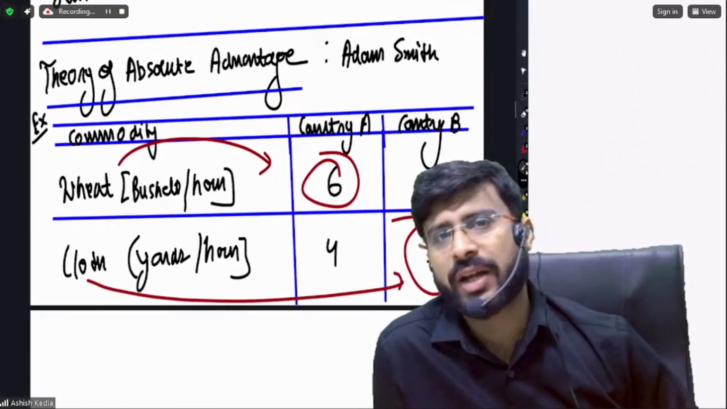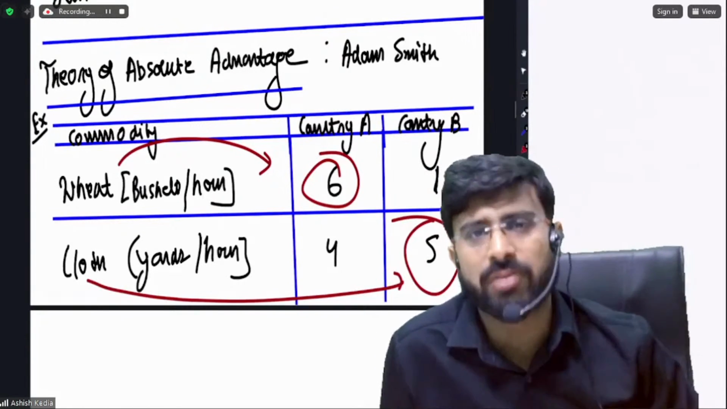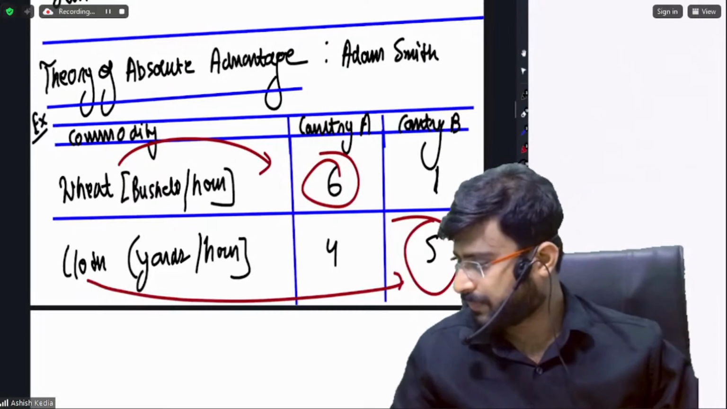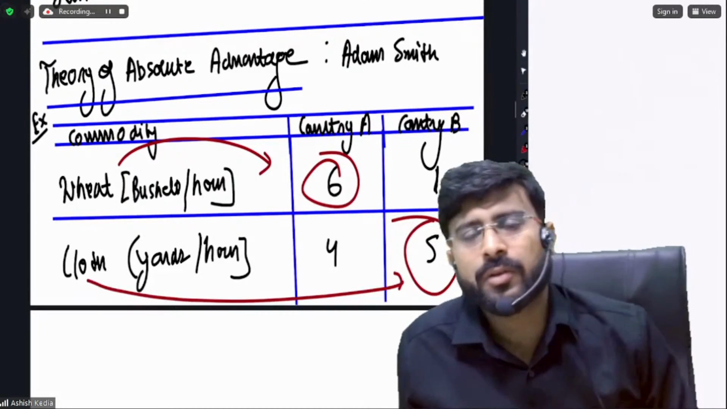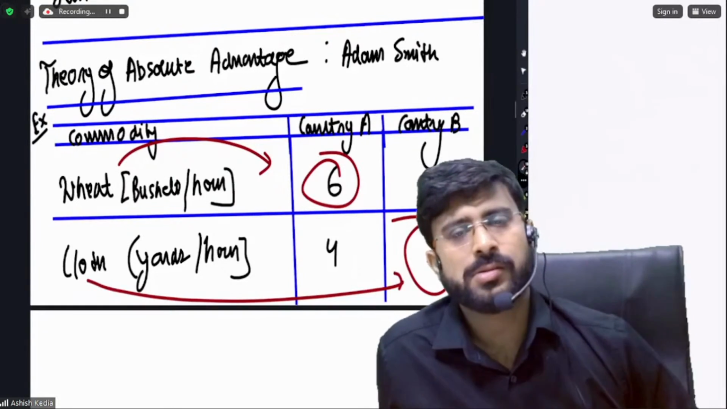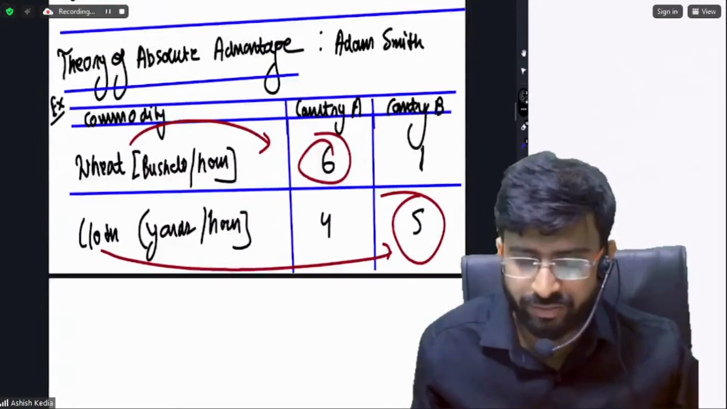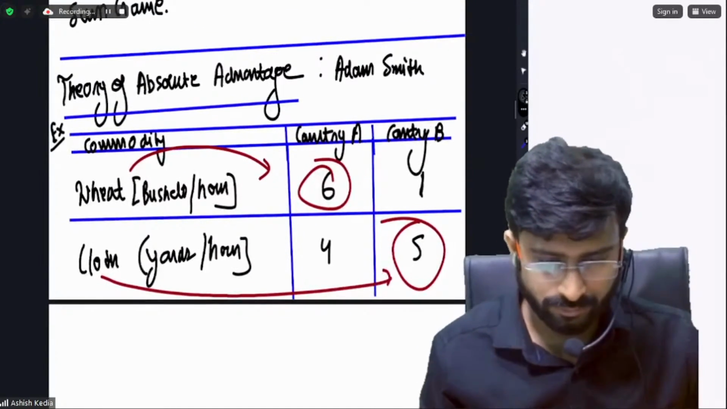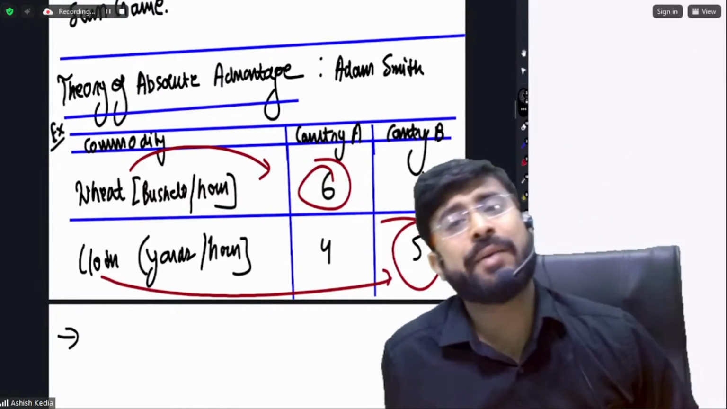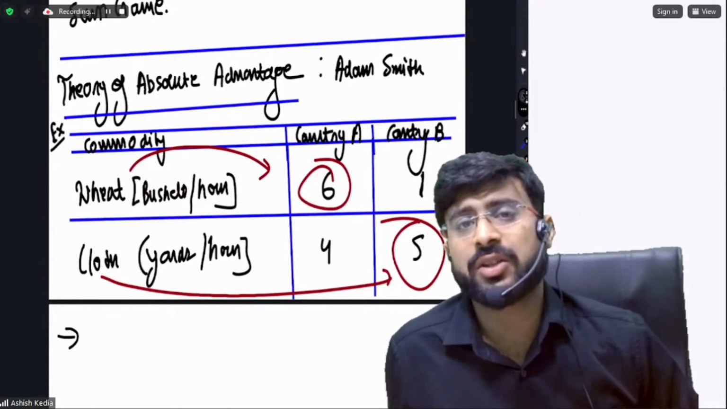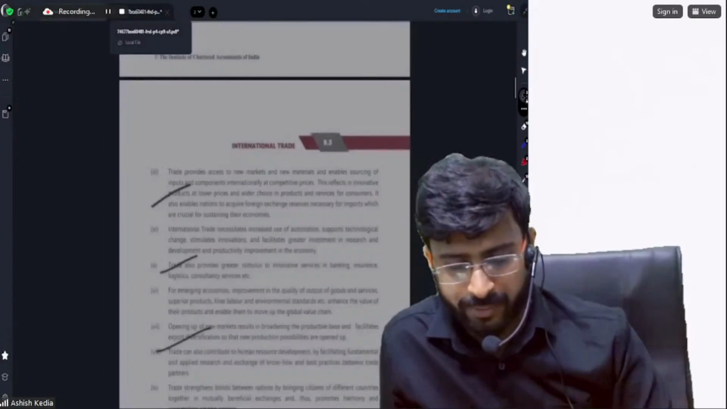अगर क्लियर है तो लेट्स राइट इट डाउन देन. Friends, if it's clear, then start writing it down. Let's start writing it down. Okay, so according to Adam Smith, we are discussing the theory of absolute advantage.